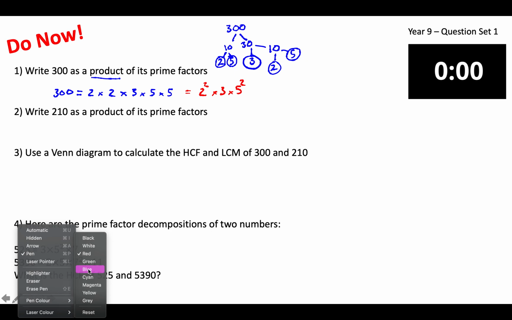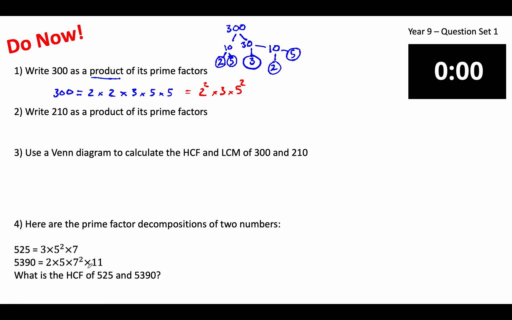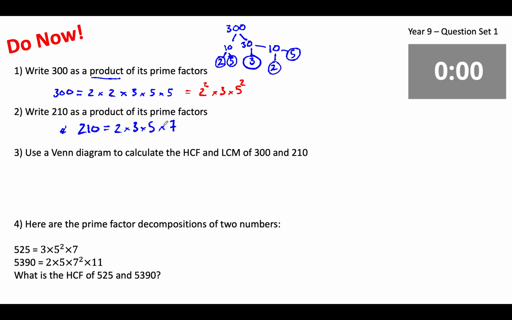Now you do the same thing for 210. Let's just do that on my calculator, just double check that I've got my number right. Yeah, that's fine. Right, 210, you do the same thing again, so you split your number up, and when you do that, you find that 210 is equal to 2 times 3 times 5 times 7. Let's get rid of that clock, actually. Right, okay, so we have done the first 2 questions.